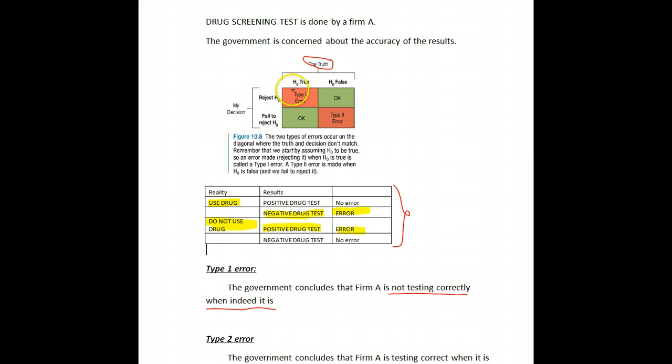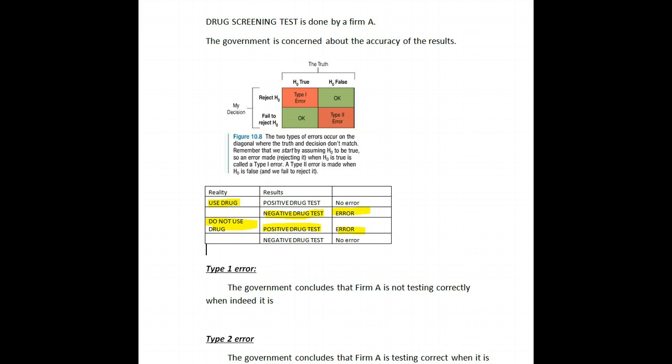That's the assumption. And if the government steps in to test and finds that, hey, let's go ahead and reject that, then in this case we have a type 1 error being committed. So the government is concluding that the firm is not testing correctly when indeed the firm is testing correctly.